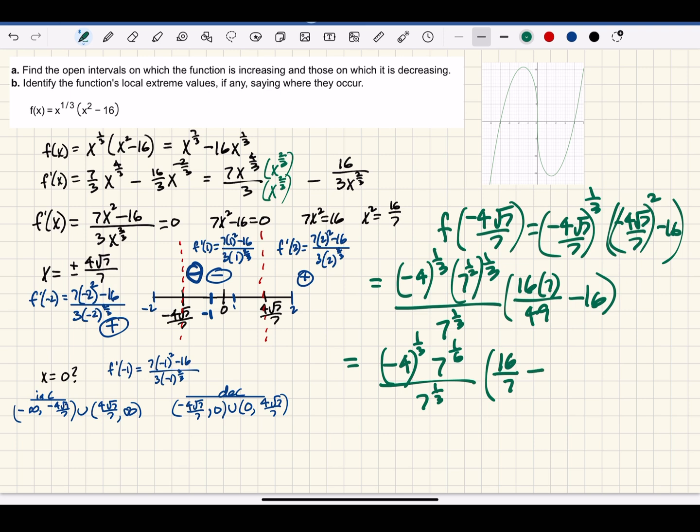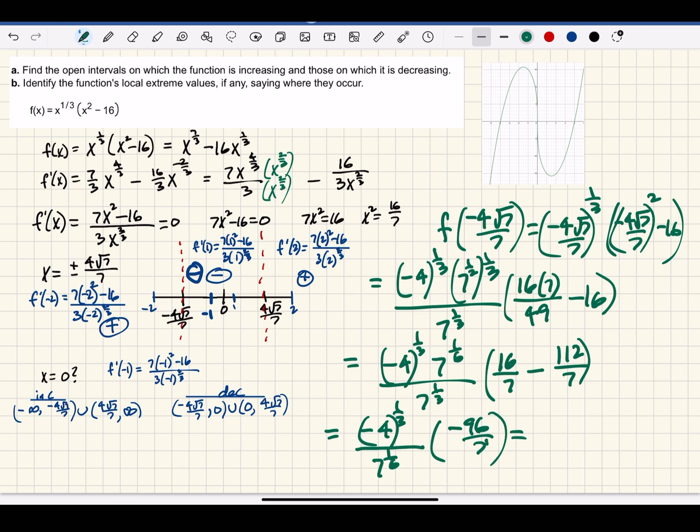16/7 minus 16. But in order to combine these, we will need a common denominator. 16 times 7 is 112, so we would have 112/7. This will then give us -4 to the 1/3 power. We are dividing with like bases, 7, so we would subtract exponents. The larger is on the bottom. 1/3 minus 1/6 is 1/6, so we have 7 to the 1/6 on the bottom. Then we have -96/7. Now, multiplying these fractions together, we have on the bottom 7 to the 1/6 times 7.